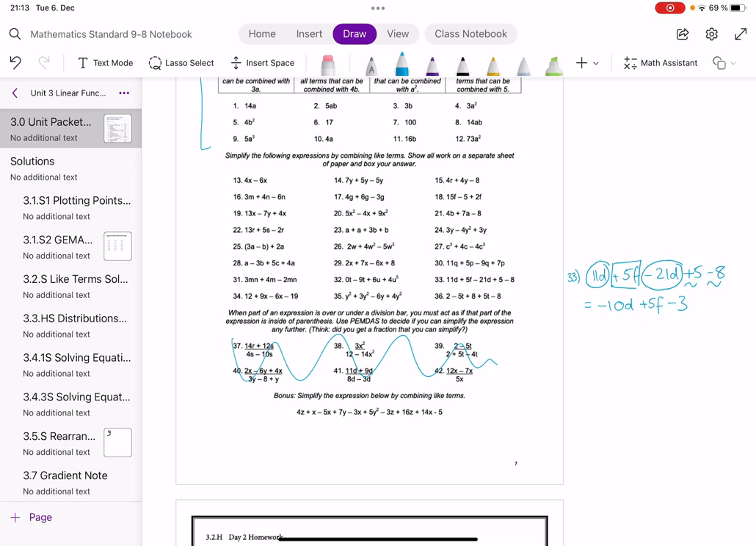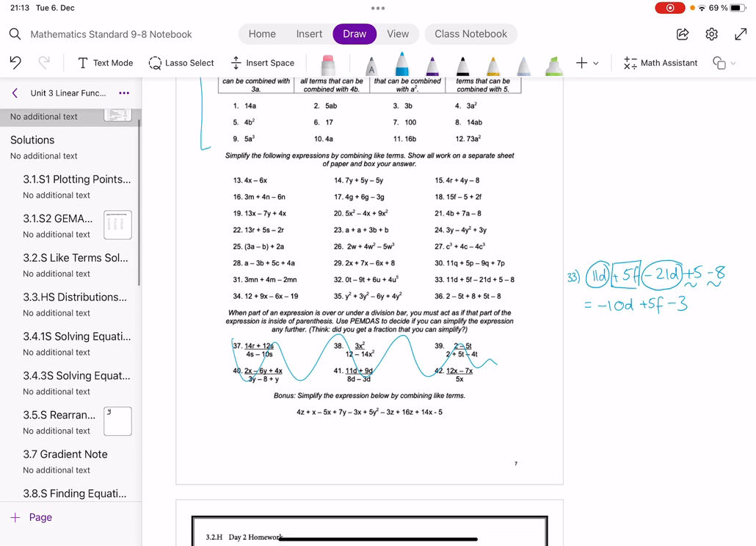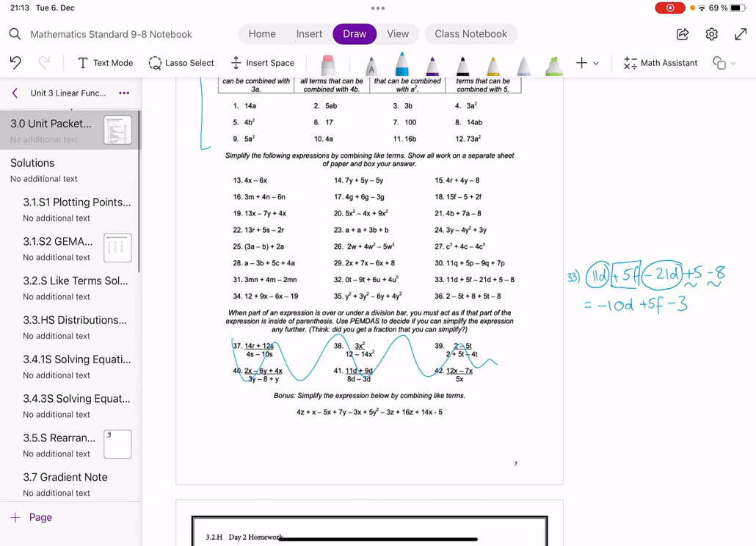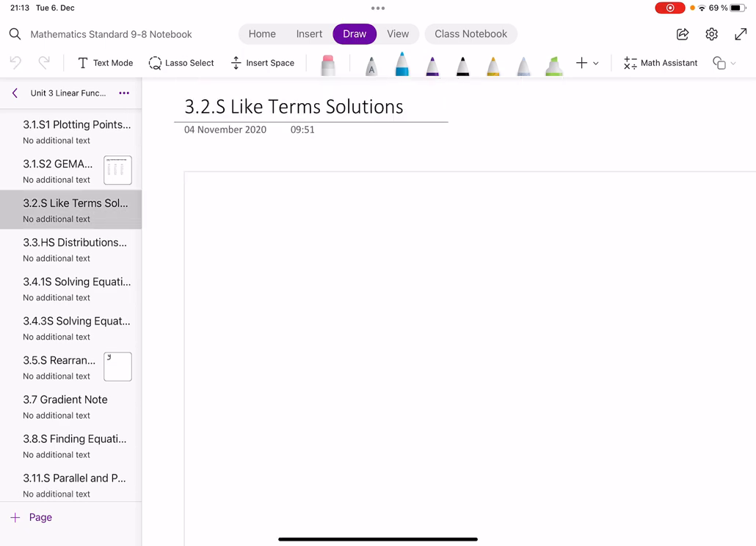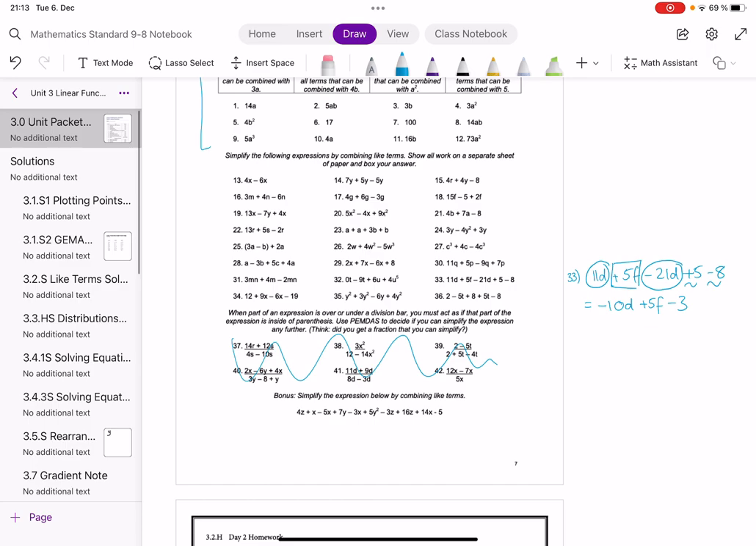Also remember, you can check your work. If you look on OneNote, underneath the unit booklet, there are all the solutions. So you're going to be going to day 2. And we should have solutions there. Okay, best of luck.